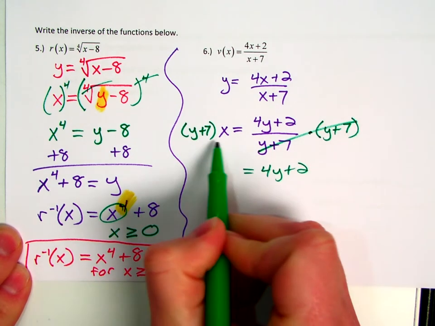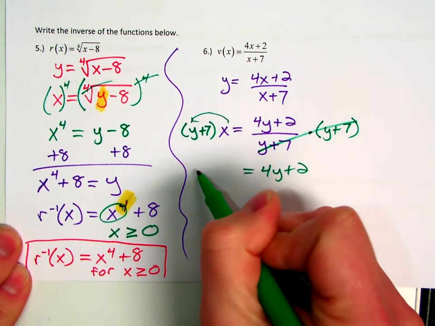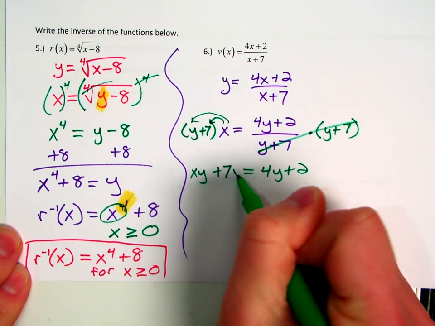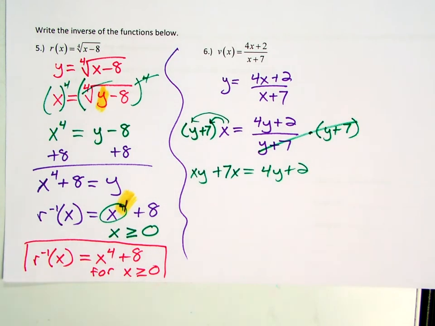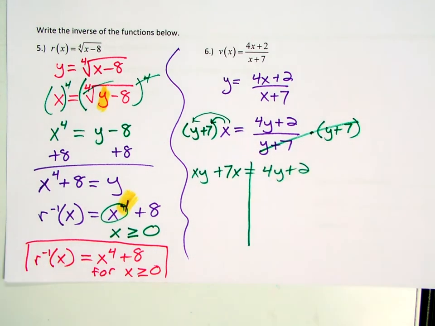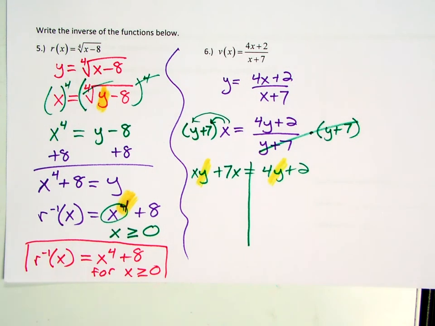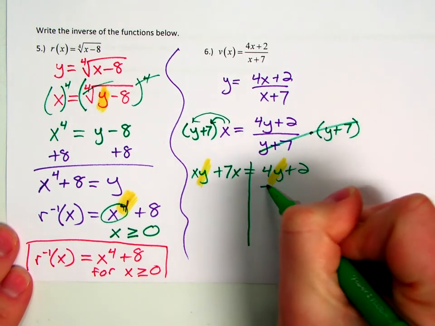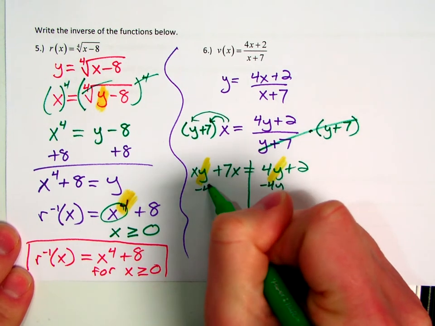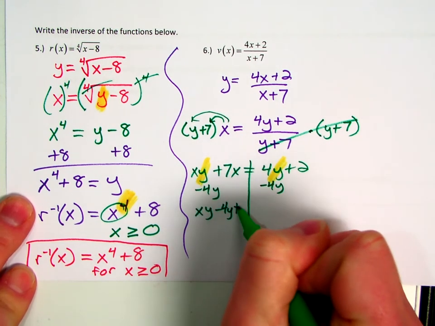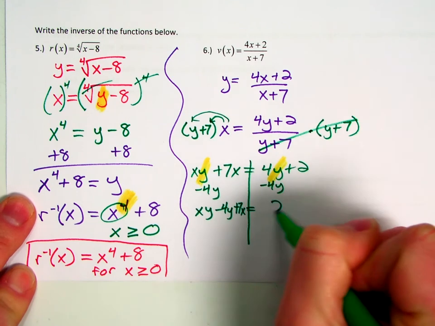Then on the other side, we're multiplying these, right? So x times y is xy. x times 7 is plus 7x. Well, now when I look at this, the issue is that my y's are on two different sides. So I need to get all of my y's together. I'm going to do that by subtracting 4y to the other side, so that we have xy minus 4y plus 7x equals 2.